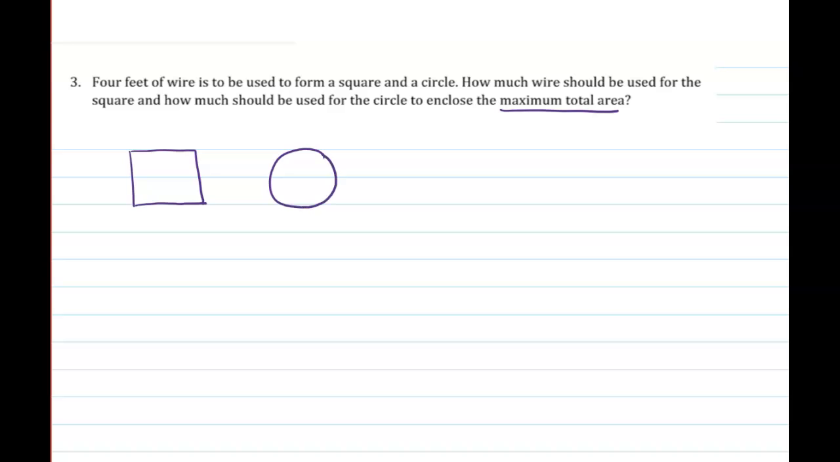Okay, so we're trying to maximize the area. So the area is going to be like, let's say these sides are both x. This is our radius r. So x squared plus, and the area of the circle is pi r squared. And so then, we have 4 feet of wire used. That means the perimeters. So that means that perimeter of the square is 4x, plus 2 pi r, the circumference of a circle. So that will equal 4.